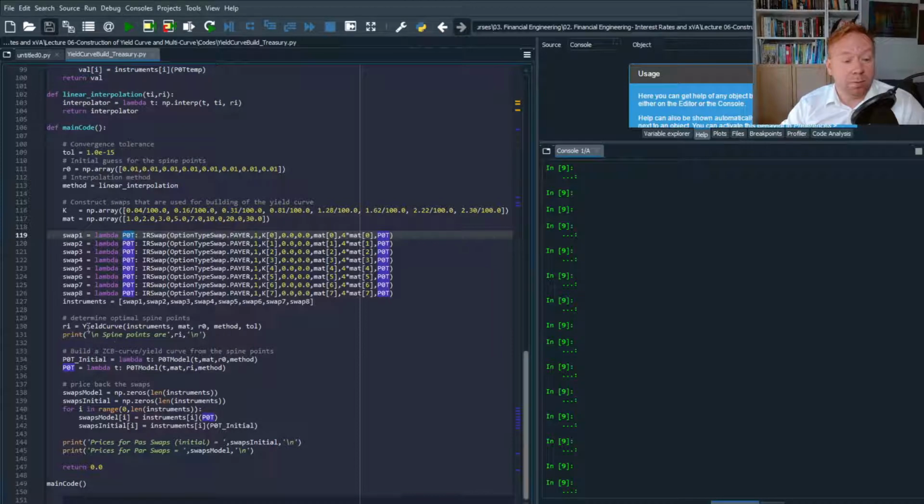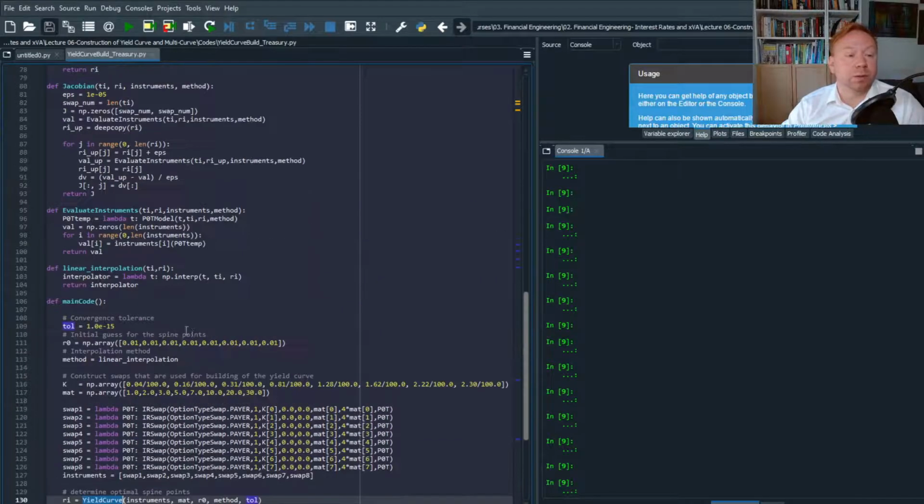Okay, so here, this is the key, most important part, where we do yield curve construction. The yield curve returns our spine points. So how does this work? We have a yield curve where we have instruments, so this is the array of those swaps. We have an array of maturities, this vector here. We have R0, which is the initial guess for our spine points. We have a method which tells us how to interpolate, this linear interpolation. And we also have a tolerance.